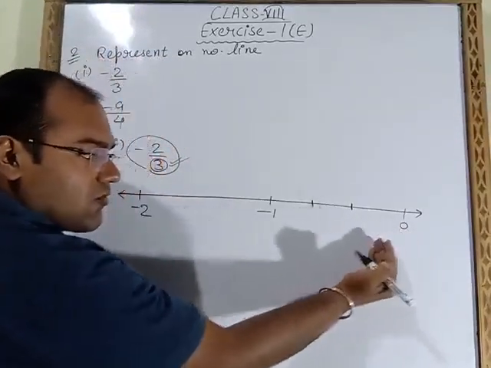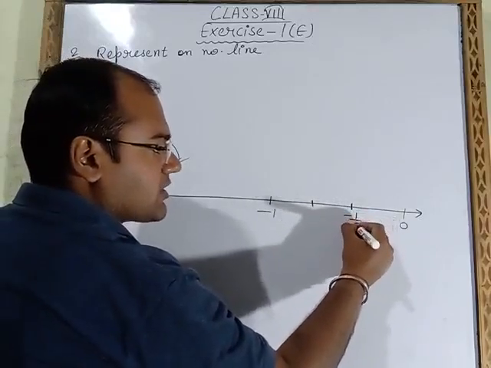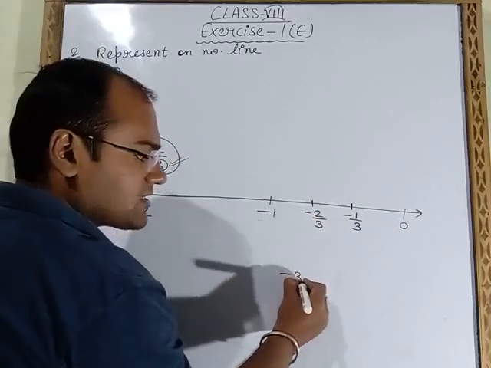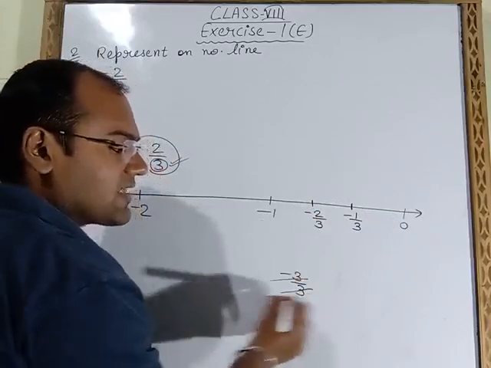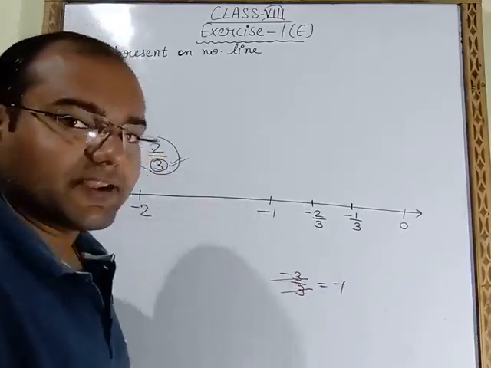We have to move on the left side. This is minus 1 upon 3, this is minus 2 upon 3, and this is minus 3 upon 3. When we cancel these two, the answer will be minus 1. That's why it is written here minus 1.